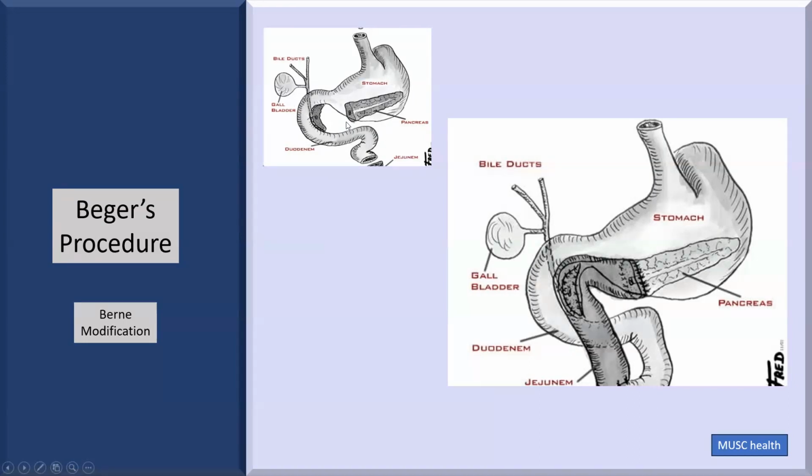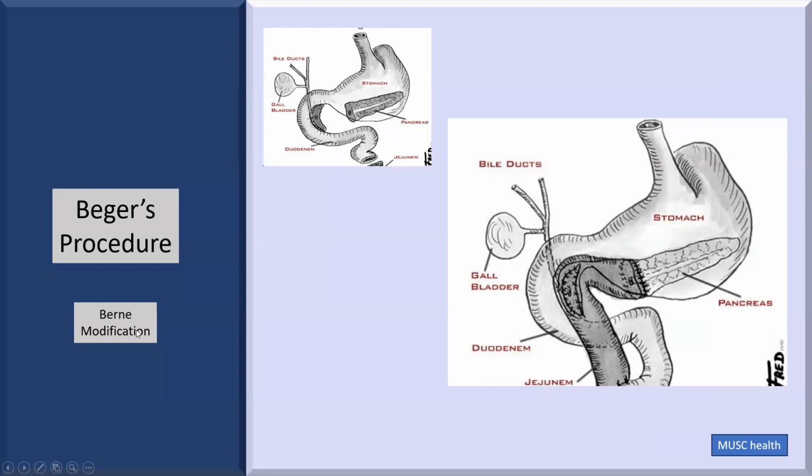And please note that in the original Beger's, you are actually transecting the neck, which means that the dissection in this part above the SMV is similar to what you do in Whipple's. All right. But here the duodenum is preserved. And you drain it like this. In a classical Beger's, you take the same loop of jejunum, and instead of putting it laterally like this, he would invaginate the pancreatic remnant into the end of the jejunum, and the side here would be anastomosed to the remnant of the pancreas that is left there.